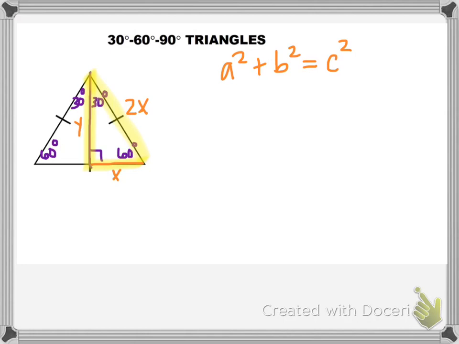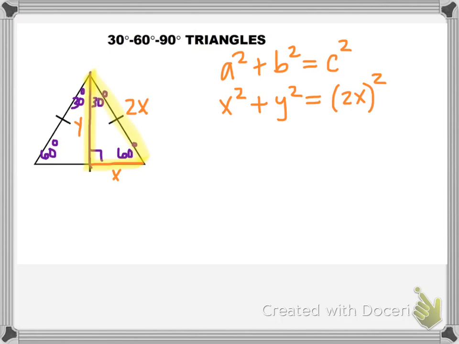Okay, so I'm going to replace these x and y for my a and b. And then my c we're calling 2x, so I'm going to have to square that whole 2x. What we want to do is solve for y so we can see what its length is in terms of x, so we can see the ratio of the three sides. So I'm going to try to get y by itself.